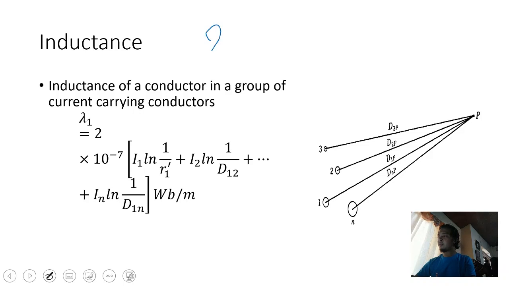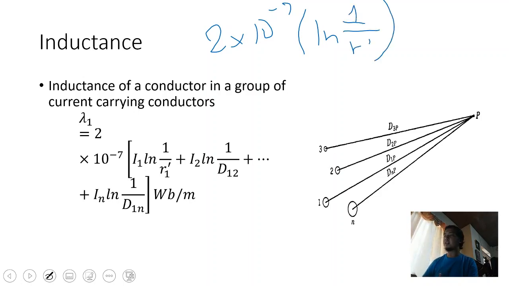And simplify the formula into something that looks like this: 2 times 10 to the negative 7 ln of 1 over r prime. So, yan na yan. So, sir, where is I? Nasaan yung I dito? Kasi there should be an I here. Take note na nung wala yung I na yan, this is already equal to L.